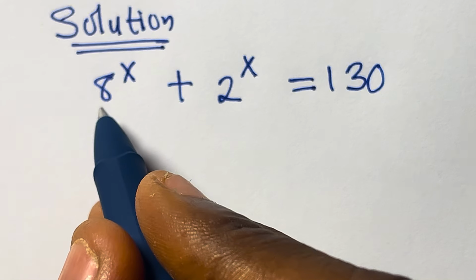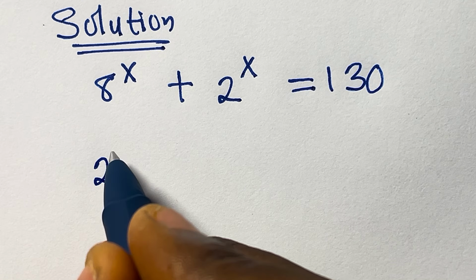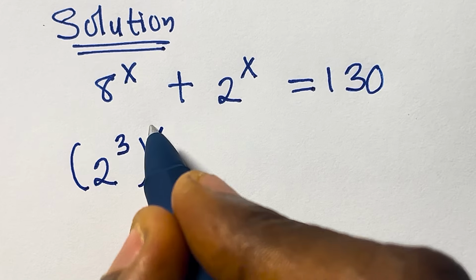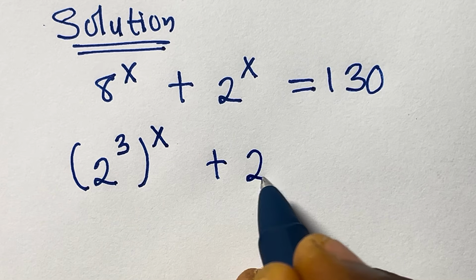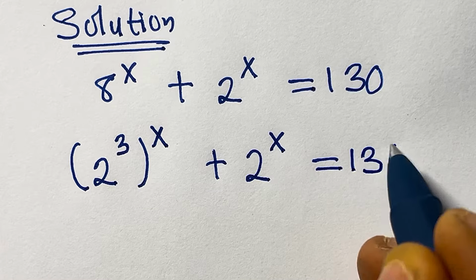So from here we can express this 8 as a power of 2, so that we have 2 raised to power 3, then it is raised to power x plus 2 raised to power x equals 130.